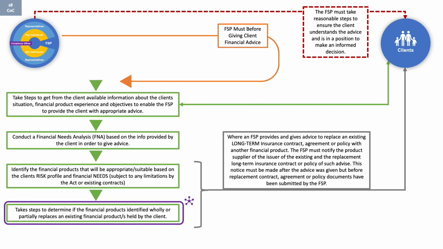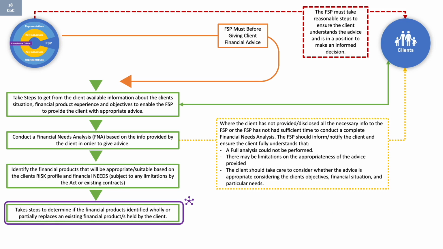Where an FSP provides and gives advice to replace an existing long-term insurance contract, agreement, or policy with another financial product, the FSP must notify the product supplier of the existing and the replacement long-term insurance contract, agreement, or policy of such advice. It is important to note that this notice must be made after the advice was given, but before the replacement contract, agreement, or policy document has been submitted by the FSP.